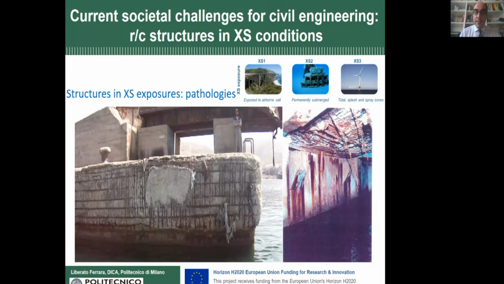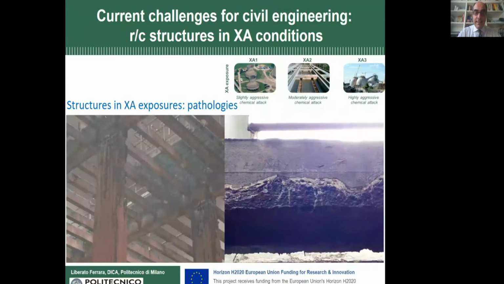Or this is a case of a sulfate attack or of acid attack where you have the corrosion of the matrix. This is a geothermal tower in a geothermal power plant in Italy where the sulfate-rich water corrodes the matrix, and you can see that the process goes on also after the retrofitting.